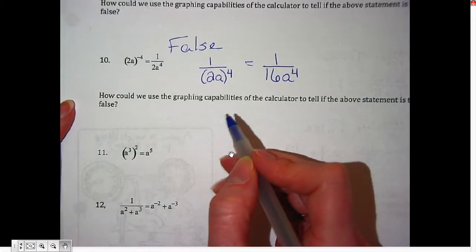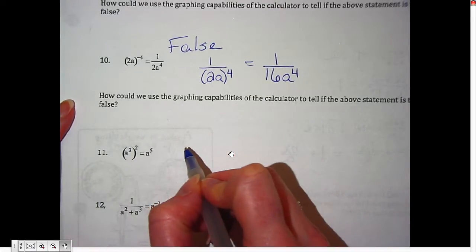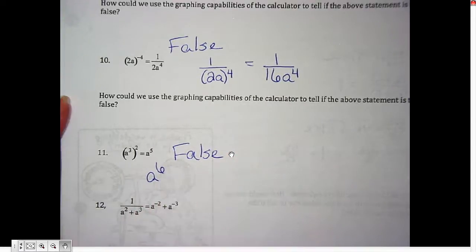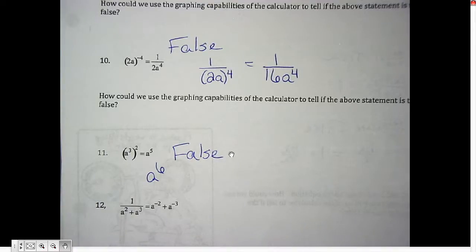Number 11, if I have a cubed and then squared, Nick, does that make a to the 5th? Don't they multiply? They do multiply, so this would actually become a to the 6th, yeah. So that's false because they're supposed to multiply together, not add.